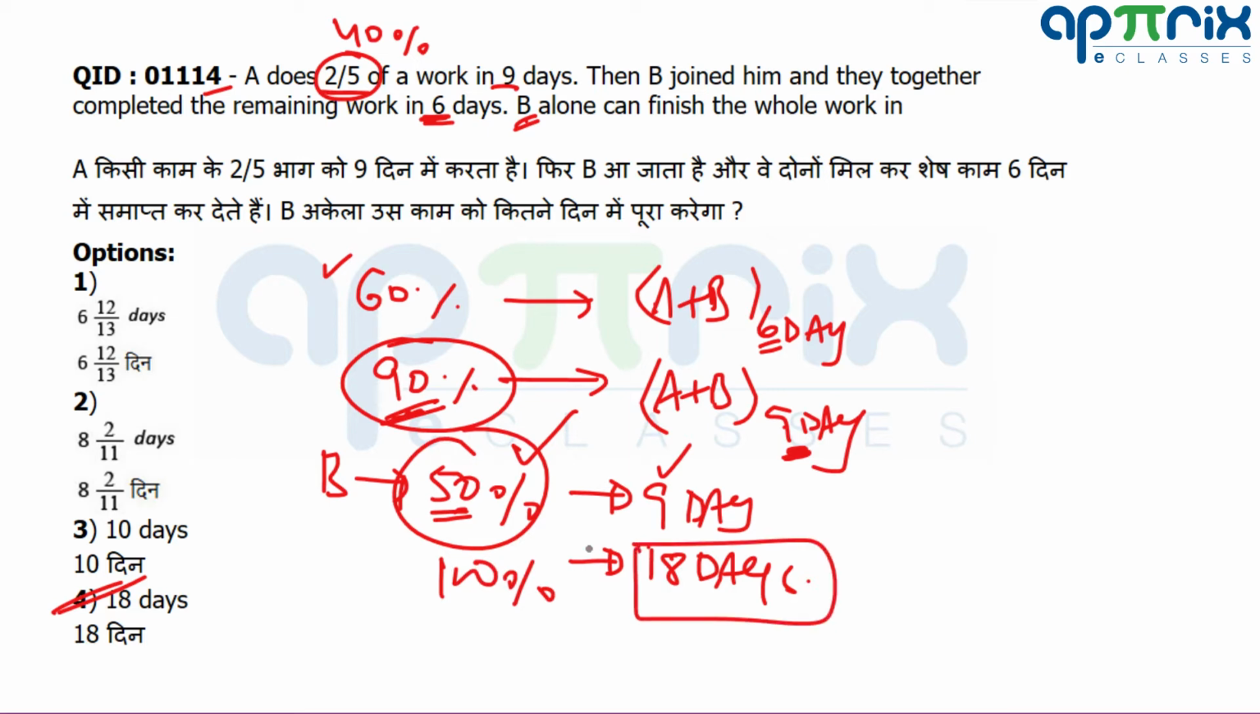If you look at the calculation, right, it can be made easier if you think correctly. That I have converted 6 days work, then 9 days work, because I already know 9 days work of A. That has made the calculation way easier, and I'm getting the answer without any problem.